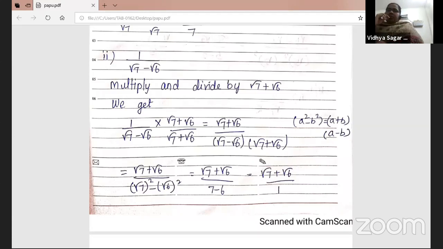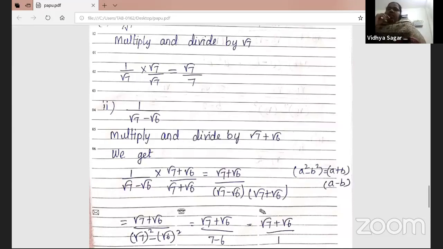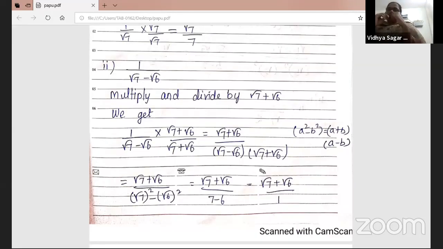Wherever we have seen in the first sum. In the second sum, we have root 7 minus root 6. Here you must change the sign, so here it is minus. So you must change the sign and then multiply the numerator and denominator by the same number: root 7 plus root 6 by root 7 plus root 6.